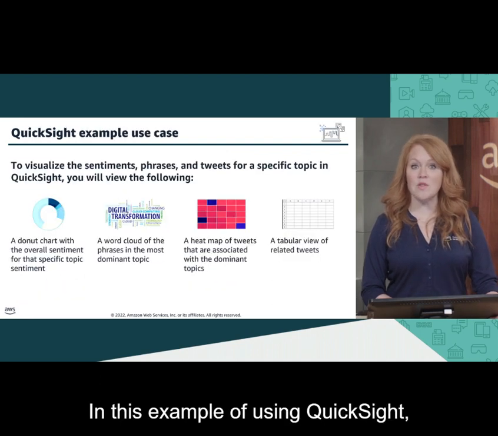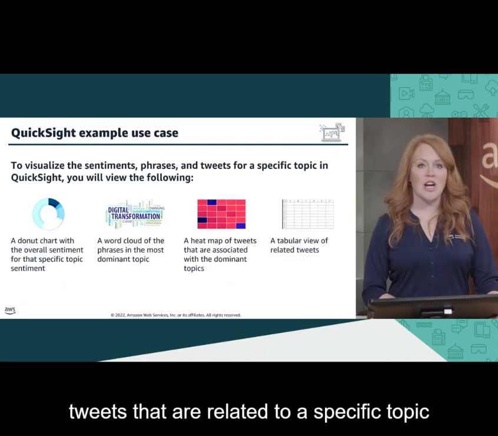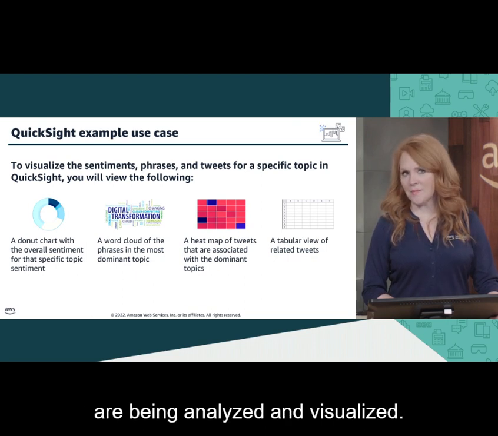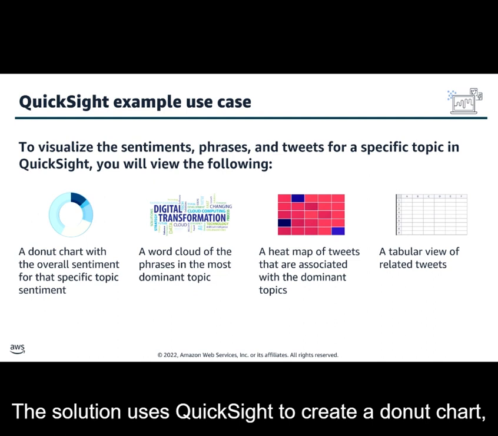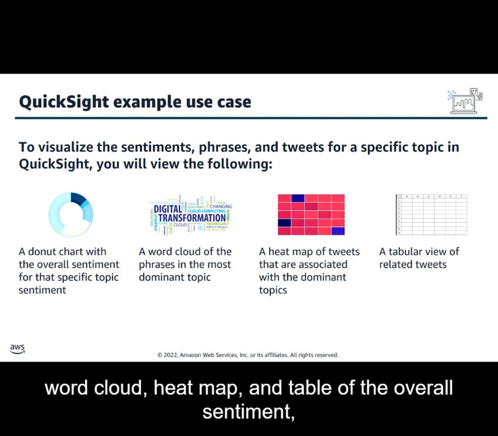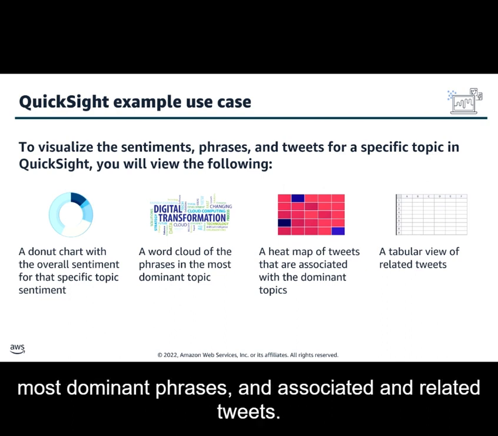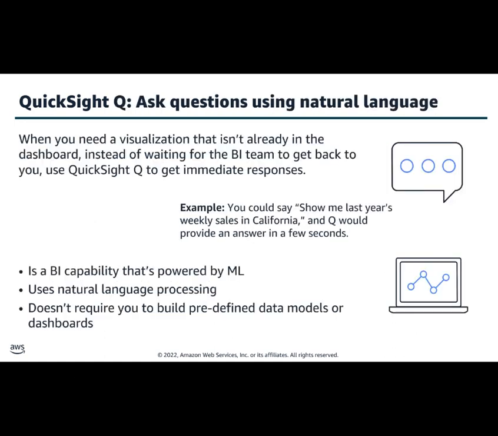In this example of using QuickSight, tweets that are related to a specific topic are being analyzed and visualized. The solution uses QuickSight to create a donut chart, word cloud, heat map, and table of the overall sentiment, most dominant phrases, and associated and related tweets.